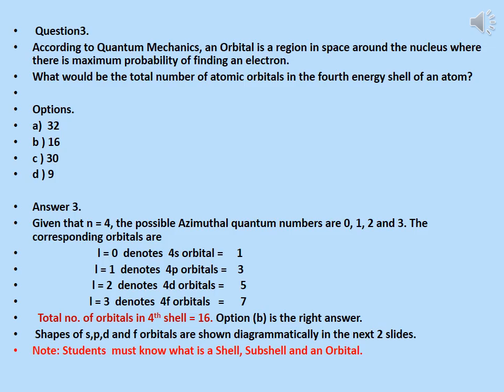So 7 plus 5 plus 3 plus 1, total is 16. So the total number of orbitals in the fourth shell would be 16. Therefore, option B is correct.